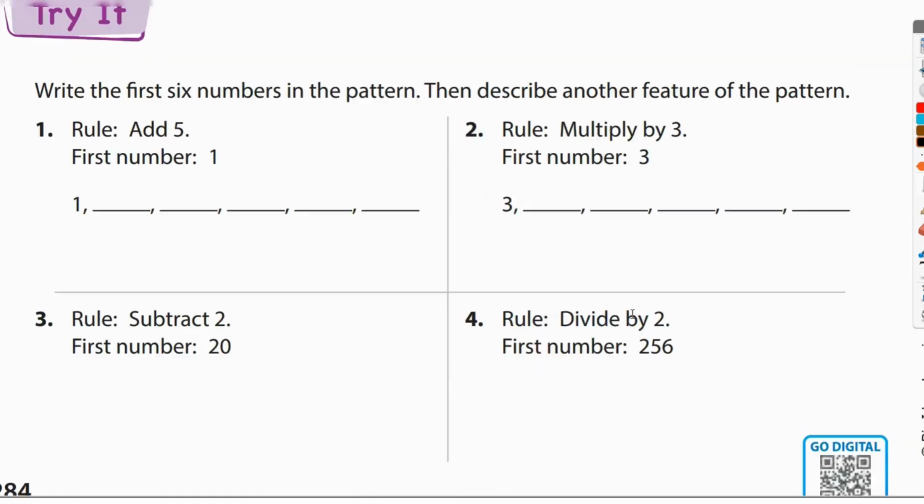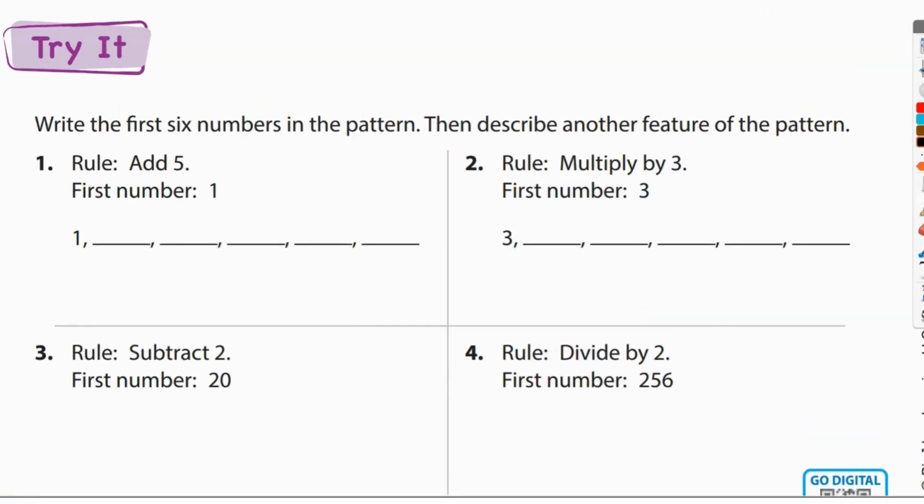Now, let's try out the next page. Let's try it out. Okay. So, again, write the first 6 numbers in the pattern. Describe another feature of that pattern. So let's take a look at question 1. Okay. Question 1 is to add 5.